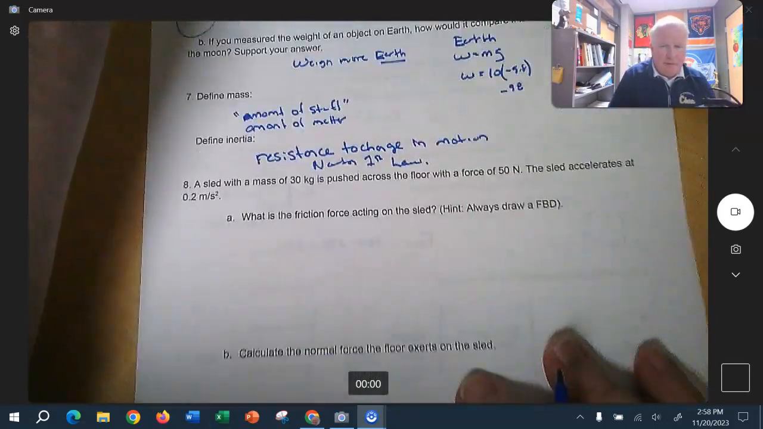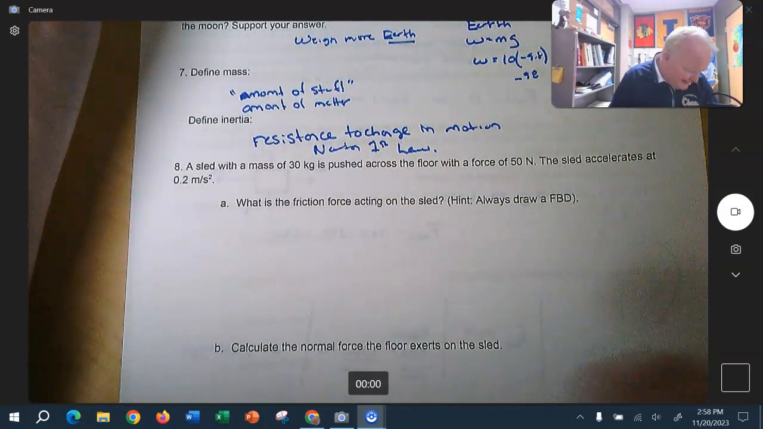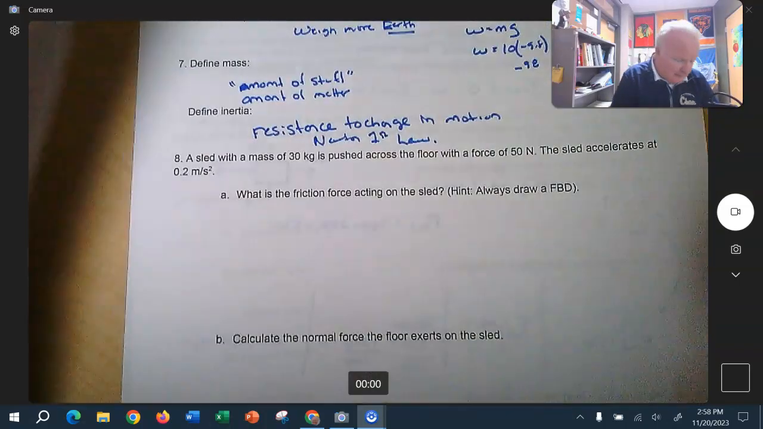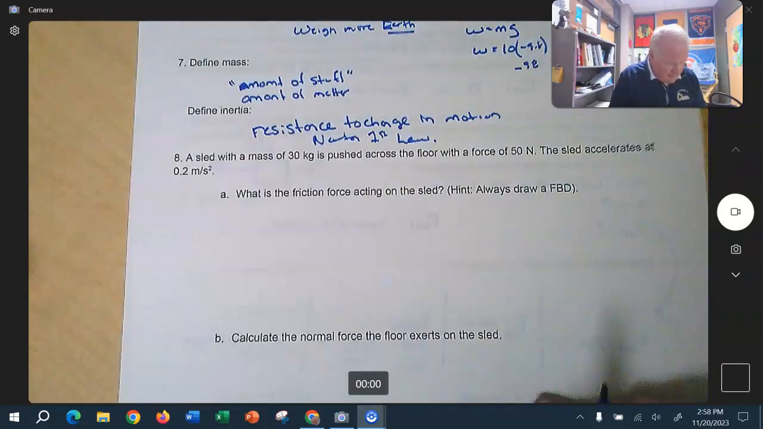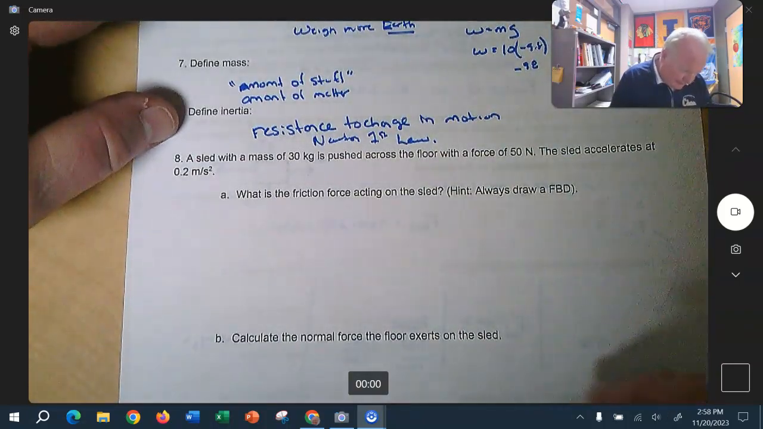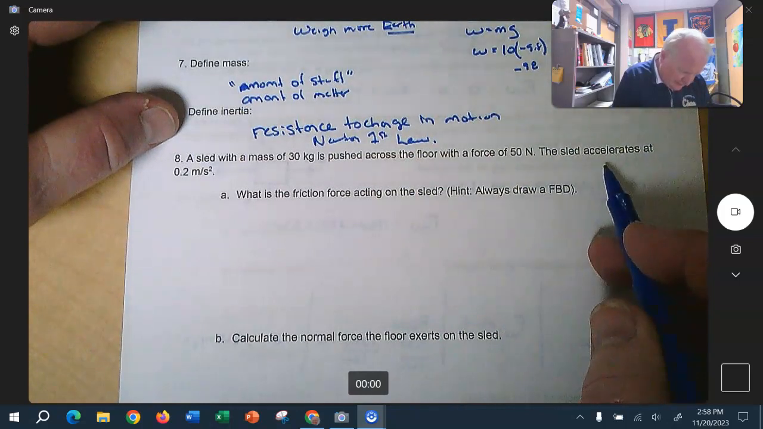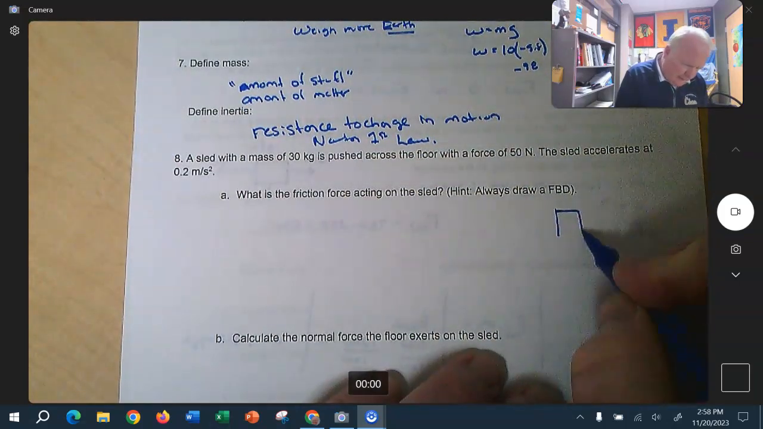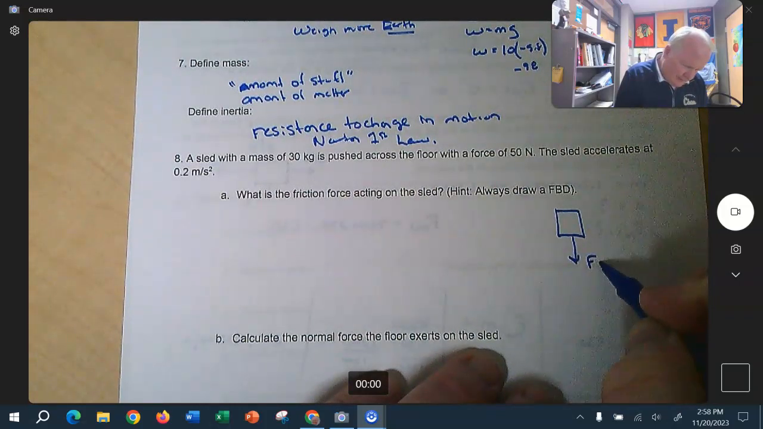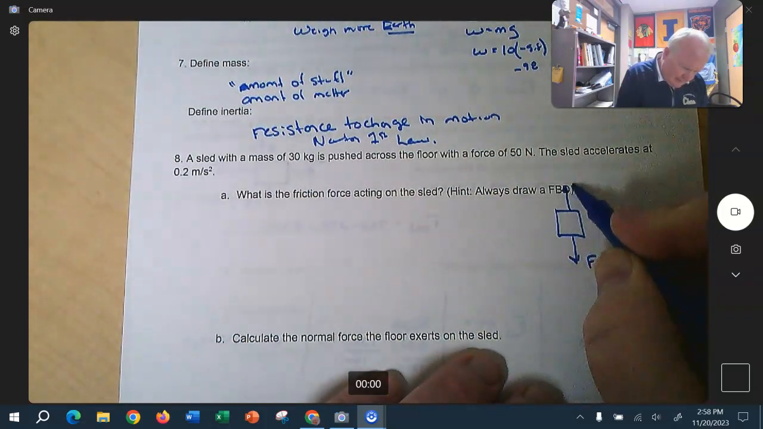All right, so now we're going to move on to question 8. It says a sled with a mass of 30 kilograms is pushed around the floor with a force of 50 newtons. The sled accelerates at 0.2. What's the friction force? Remember that we said that this was the hardest question on quiz number 2.